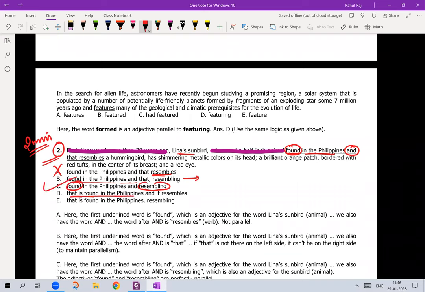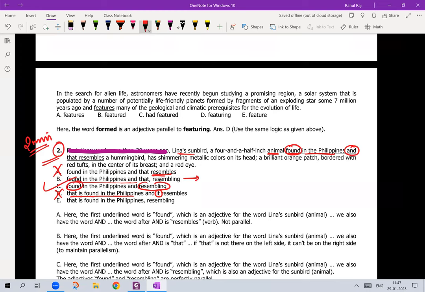That is found in Philippines and it resembles. So what is it referring back to? You don't know. It can refer back to Philippines. It can refer back to animal. It can refer back to Lina Sunbird. So reference of "it" is 100% wrong. Even if you do not understand, if you understand this is a non-essential part, it should have no verb. So straight away, you can mark it wrong.